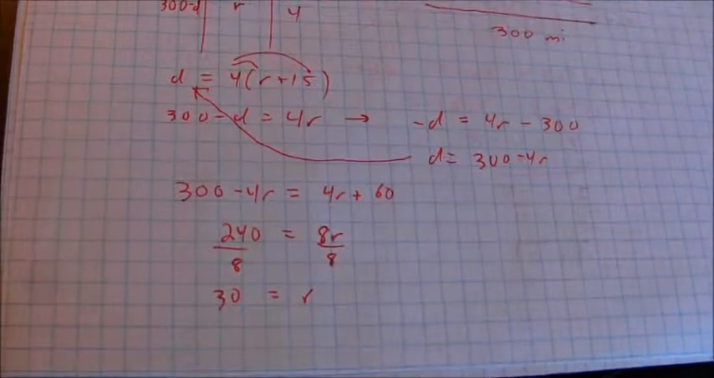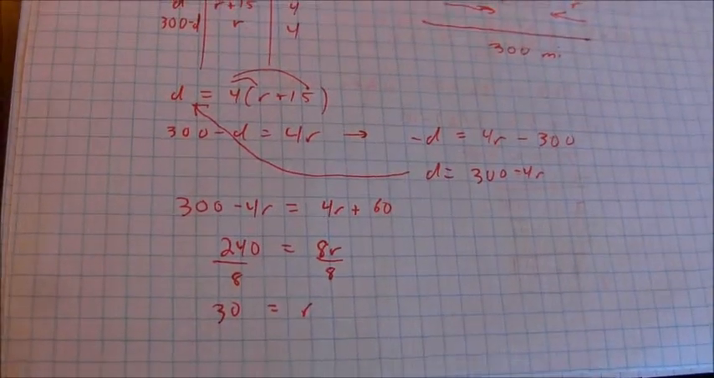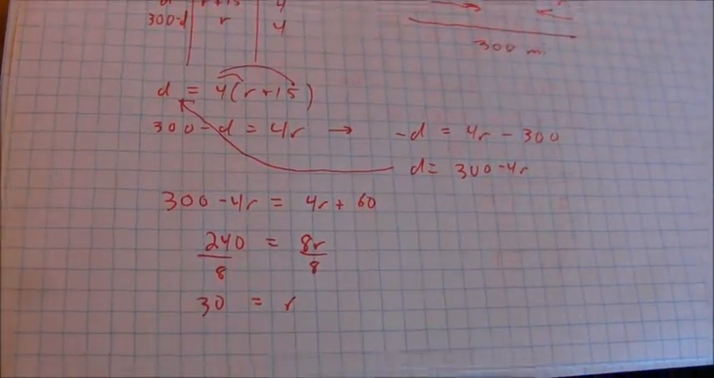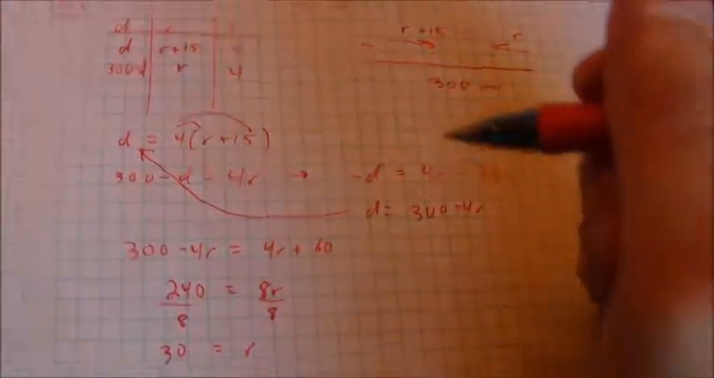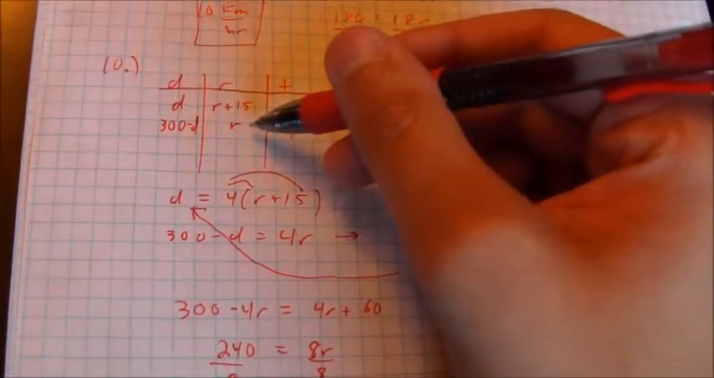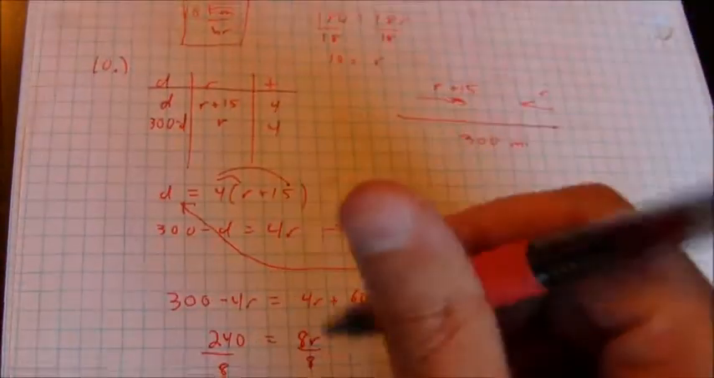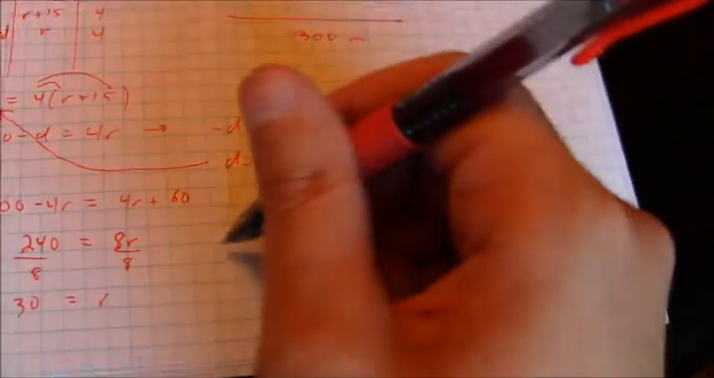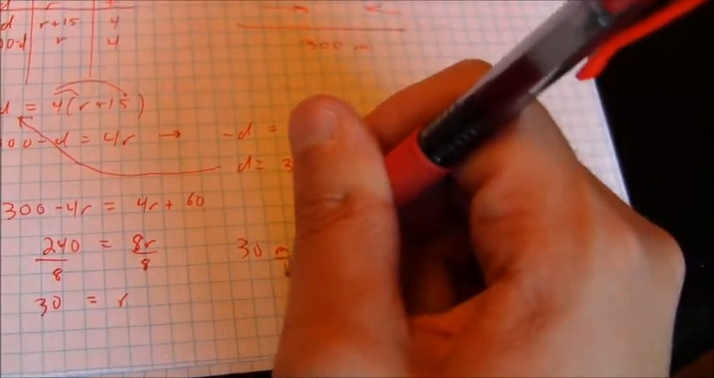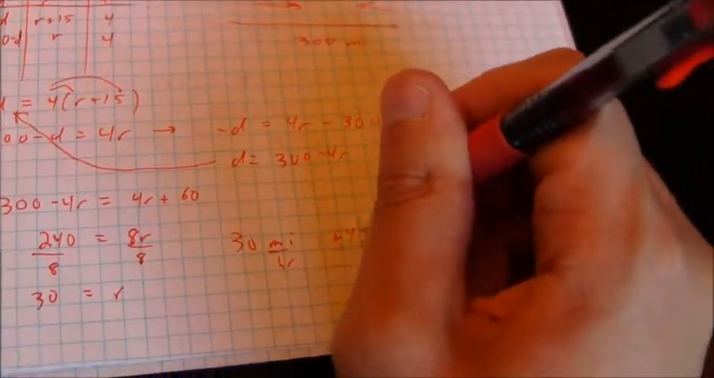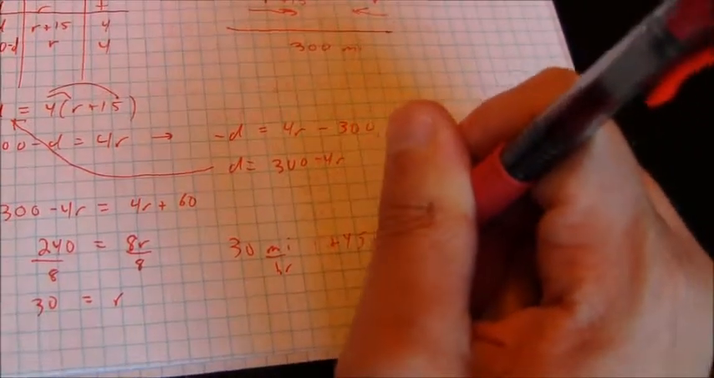All right, remember what that is. That's 30 miles per hour, and that's one of my rates. That's my slower rate. Okay, if you go back to the original problem, you notice there are two rates here. There's the slow one and there's the fast one. So I have 30, and technically it's 30 miles per hour and 45 miles per hour.